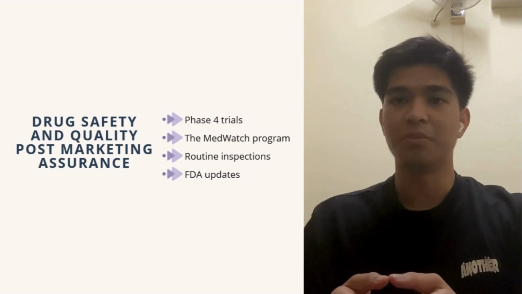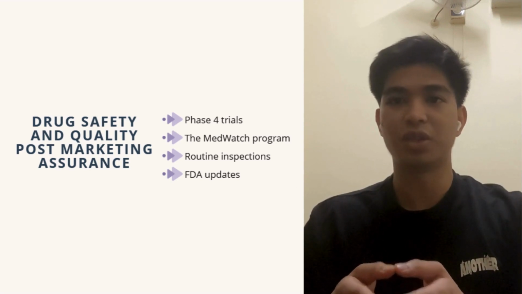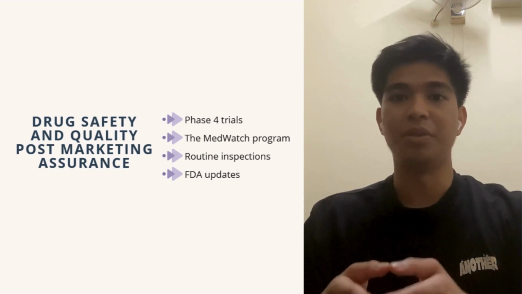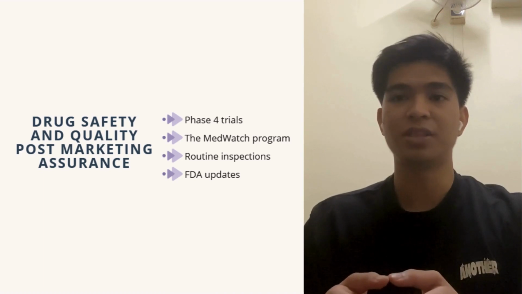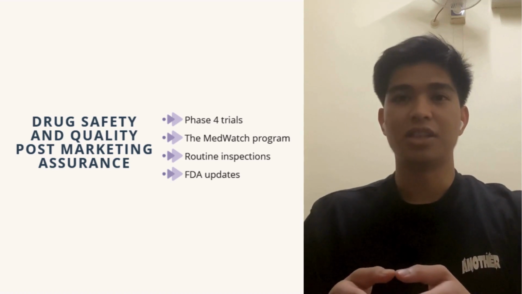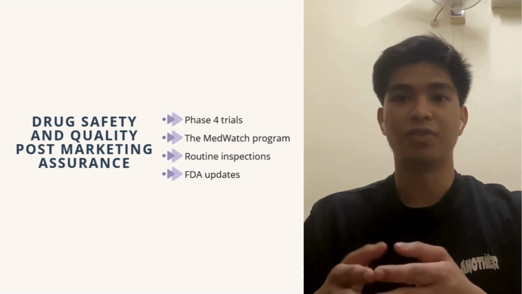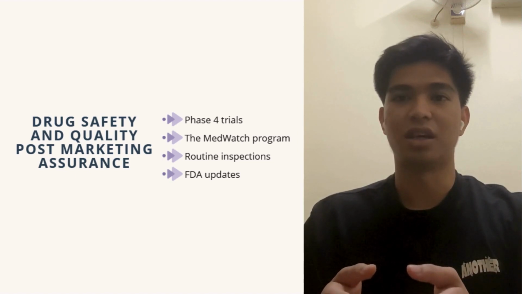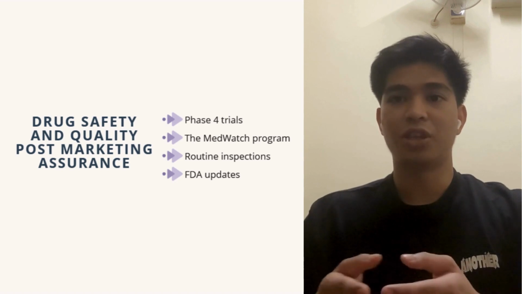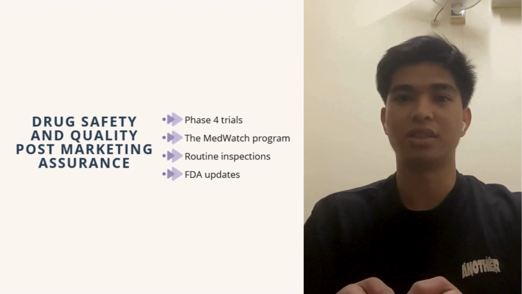In addition, manufacturers are required to continuously submit safety data to the FDA. And based on all this information, the FDA can take regulatory action such as updating drug labels, issuing boxed warnings, restricting use, or even withdrawing a drug if serious risks are identified. Regular inspections are also carried out to ensure manufacturing quality and compliance with regulations.